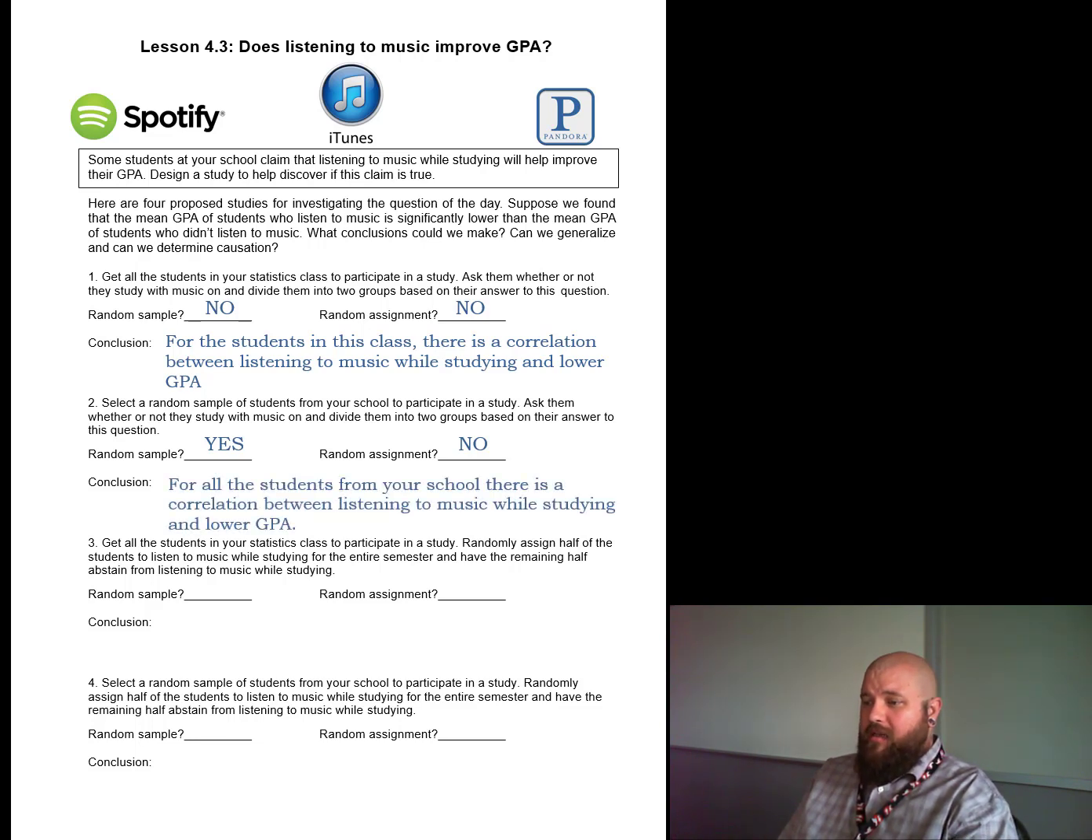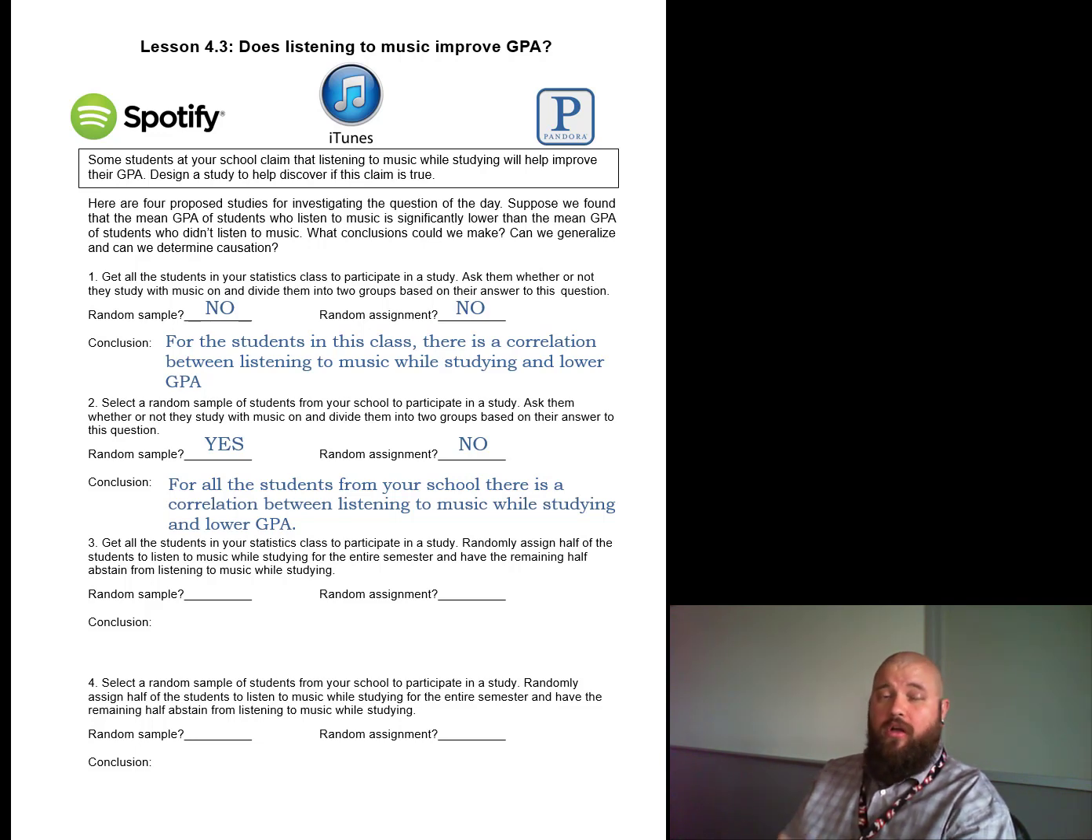So again, for the conclusion, for all the students from your school, there is a correlation between listening to music while studying and a lower GPA. We'd be able to determine that by looking at that data. We'd be able to say that yes, these students who are listening to music out of our sample did have a lower GPA. Now granted, I'm not saying that is the case just off the study. If you remember from the initial problem, it showed that they got a lower GPA if they listened to music. And these are just the studies we could go off to do that. So that's why these conclusions sound the way they do.